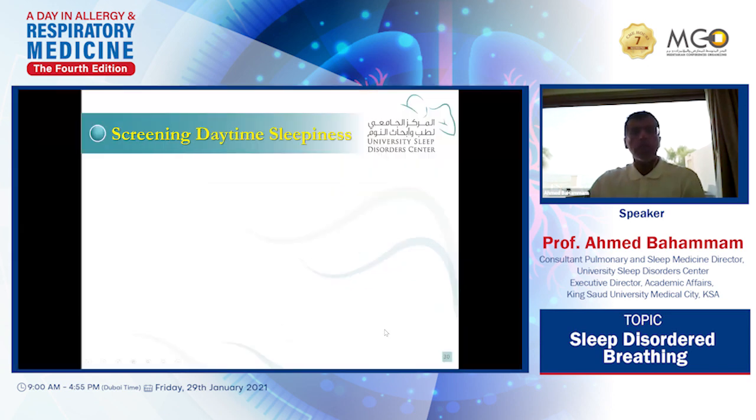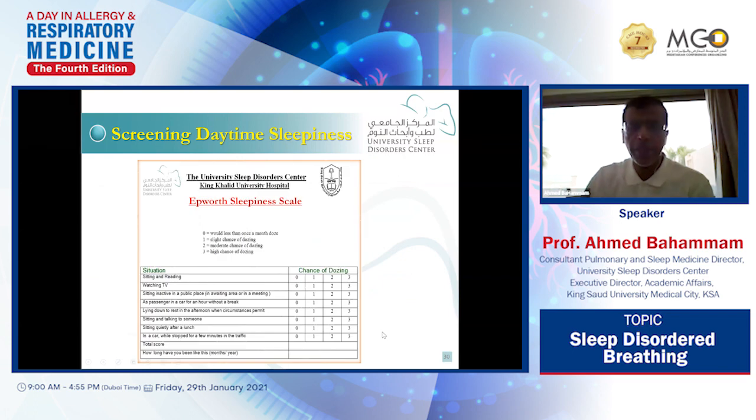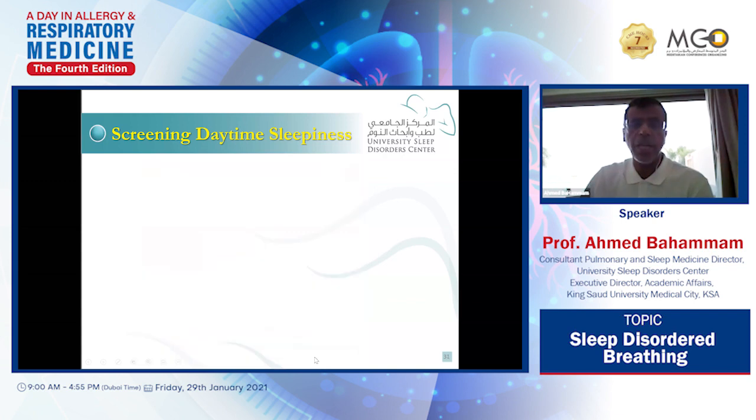Okay. So how do we assess for daytime sleepiness in the clinic? There are different ways. One of the common ways is the Epworth Sleepiness Scale, which assesses sleepiness over the past month and asks people about common daily living situations with four options: no chance of dozing, 0, slight chance of dozing, moderate, and high chance of dozing. The total score is 24. If you score 10 or more, that's daytime sleepiness.